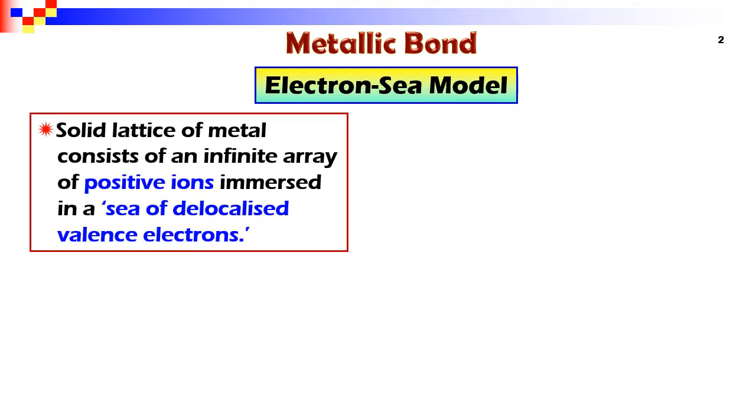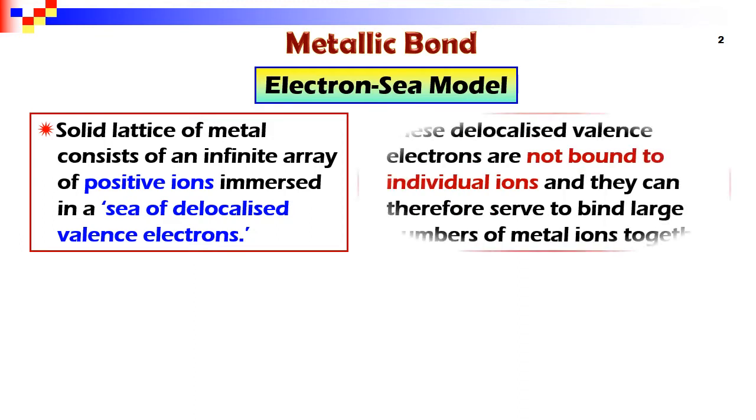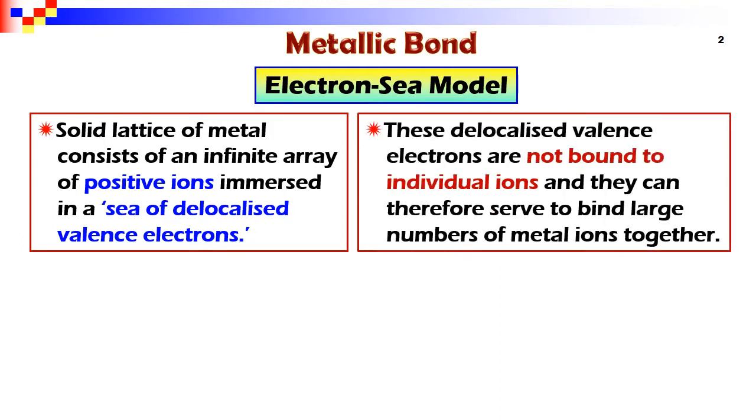According to the electron sea model, the solid lattice of metal consists of an infinite array of positive ions immersed in a sea of delocalized valence electrons. These delocalized valence electrons are not bound to individual ions, and they can therefore serve to bind large numbers of metal ions together.